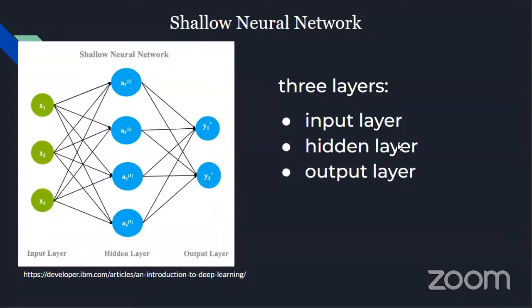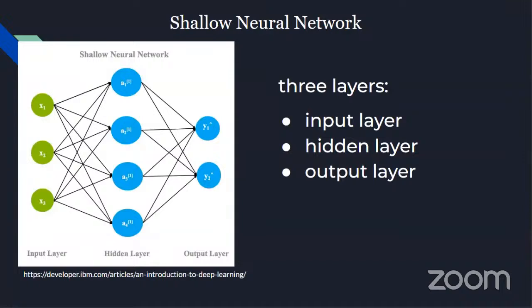So what is a shallow neural network? A shallow neural network is one which has only 3 layers: one input layer, one hidden layer, and one output layer. Inputs have bias. All neurons in the input layer are connected to all the neurons in the next layer, which is the hidden layer, and then again all hidden layer neurons are connected to the output layer.